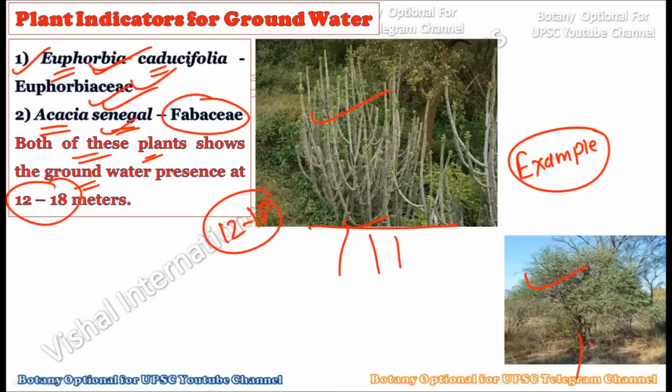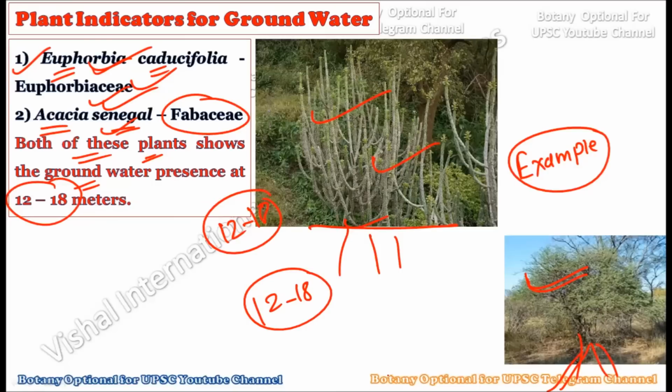So the presence of these plants literally means there is groundwater at 12 to 18 meters below the ground. Whenever you find such a plant in the desert, in the Indian desert specifically, then below 12 to 18 meters, definitely there will be the water table. So both of these species are plant indicators for the groundwater.